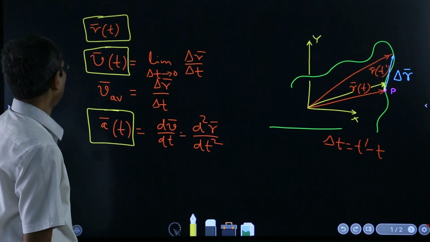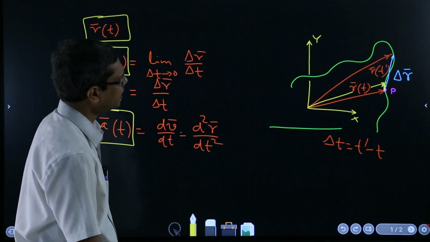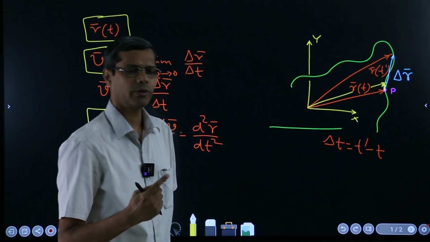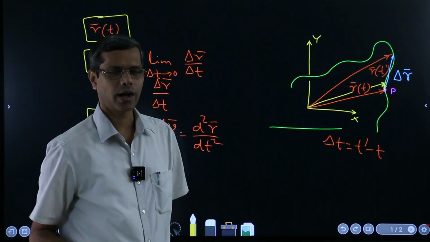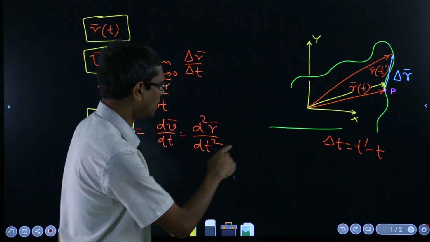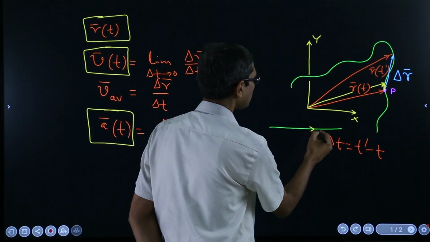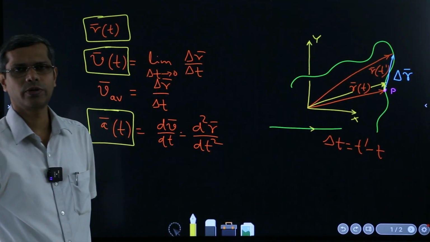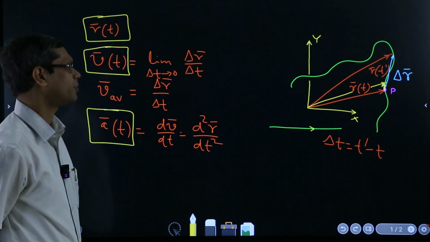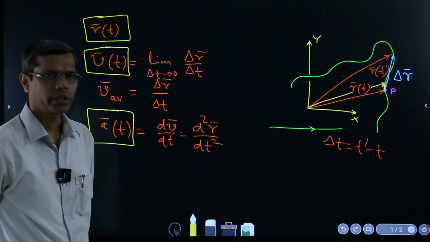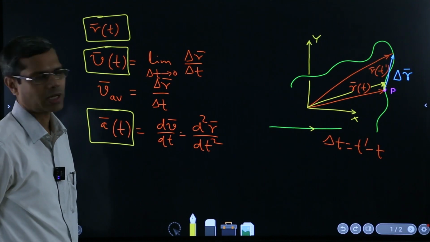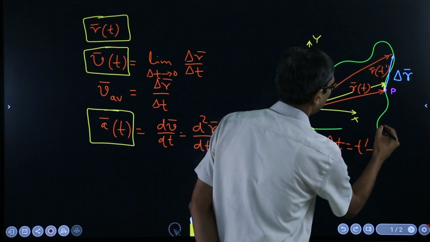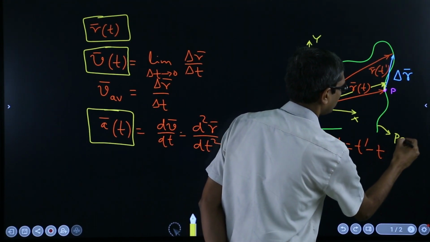Okay. Now, coming to how to visualize, if you remember, we visualized through graphs when we were talking about the rectilinear motion like this. But here, this is one of the representations which can be used to visualize the motion, where we are basically showing the position vector with respect to time, how it is changing. Then, this will be called a path.